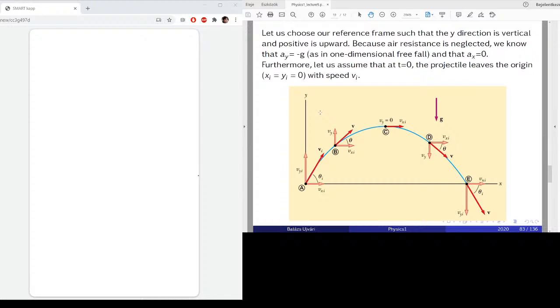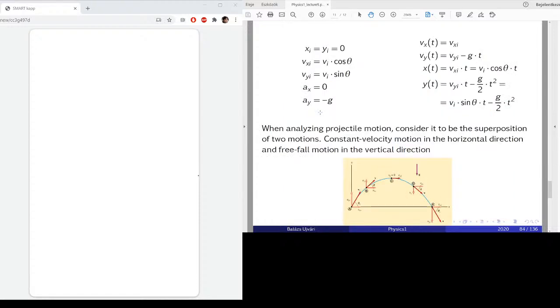For this example, let's say we started from the origin. So x initial, y initial is 0 and the original speed is v initial, and there is a theta initial angle. What are the boundary conditions? You can see it on the left. So x and y initial equal 0. The initial speed along x and along y is vi cosine theta and vi sine theta. And from the nature of the motion, since there is no air resistance, ax is 0 and ay is minus g.